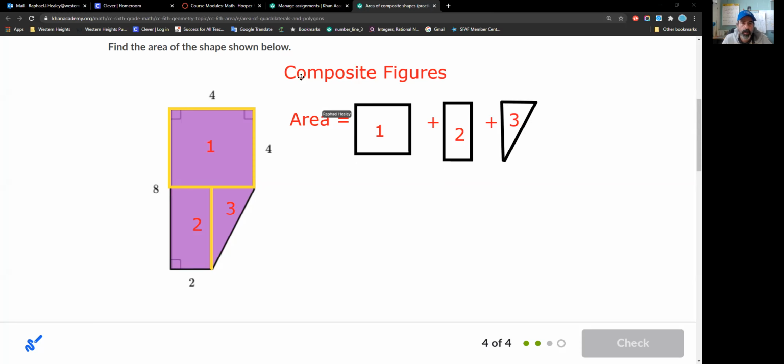All right, so let's figure out the numbers, okay? So on the first one, we're looking at our square. We have one side is 4 and the other side is 4. Okay, that's kind of cool. So that means that we're going to find the area is equal to 4 times 4.